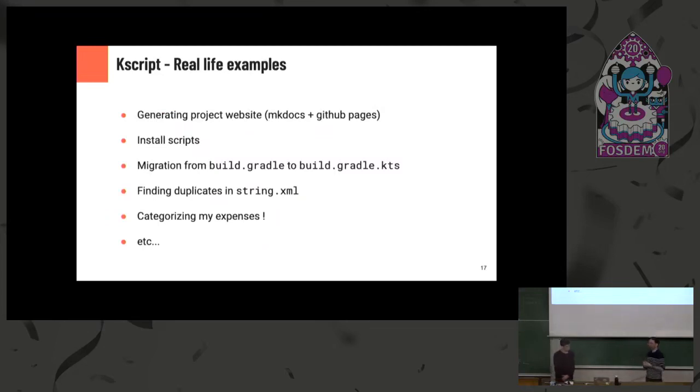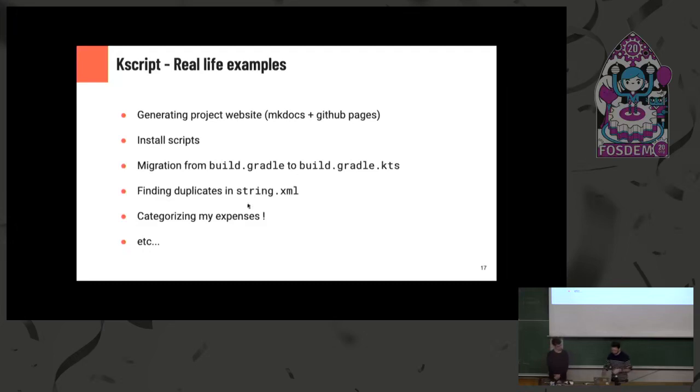So in the end, we use that for a lot of small tasks, typically generating docs, install scripts, or one single-shot usages. Like we moved all our Groovy Gradle files to Kotlin, and this involves a lot of regexes and changing some single quotes to double quotes. It's not very hard, but when you have a lot of Gradle files, it takes a lot of time. So this you can do easily with a small script.